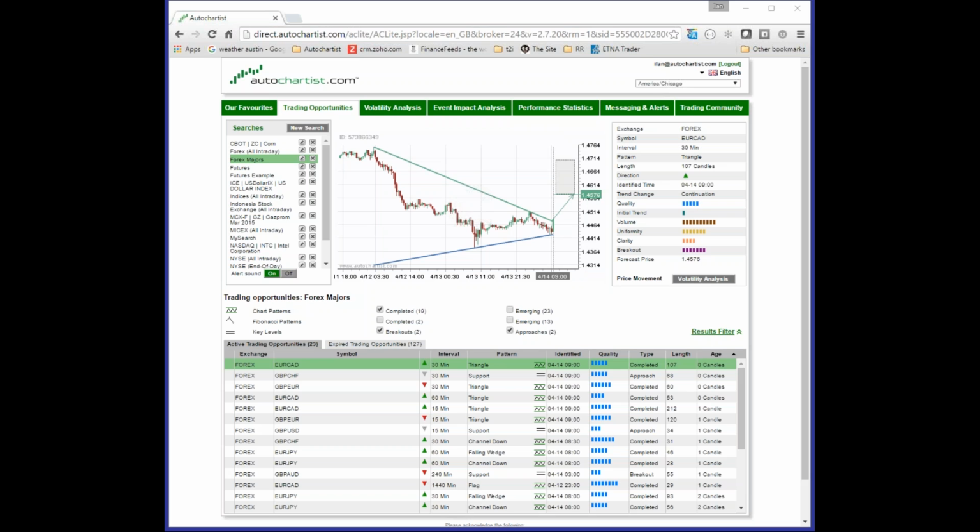However, you might be getting Autochartist through a different front end. For example, you might be getting it through MT4, or through Act Trader or Tradable. There are lots of different platforms we're integrated into, so you might have a slightly different view, but the information is pretty much the same.